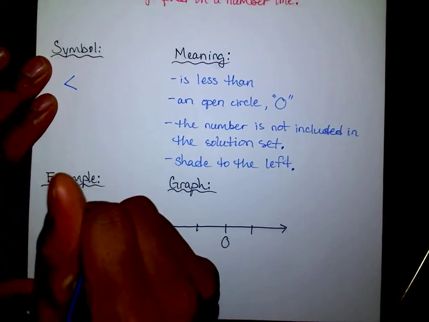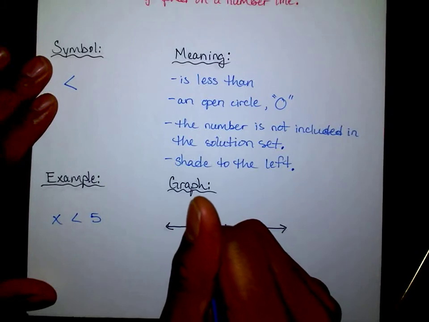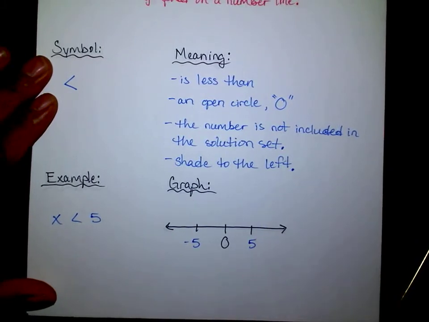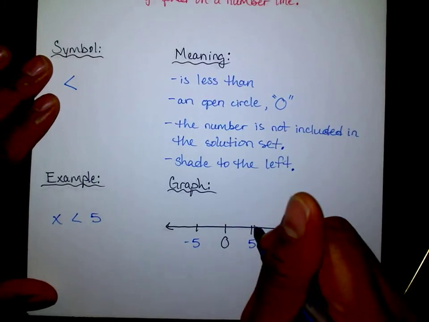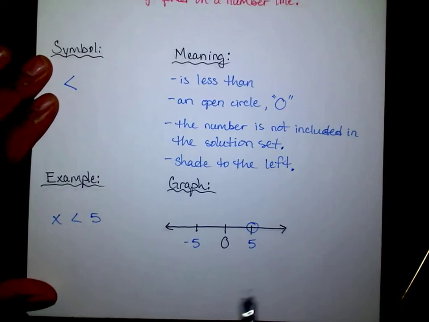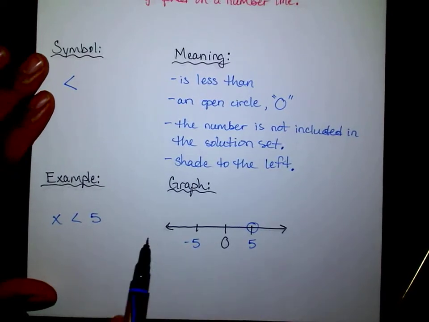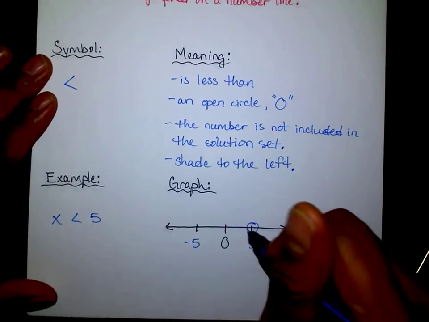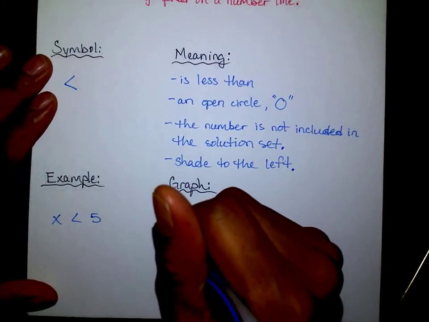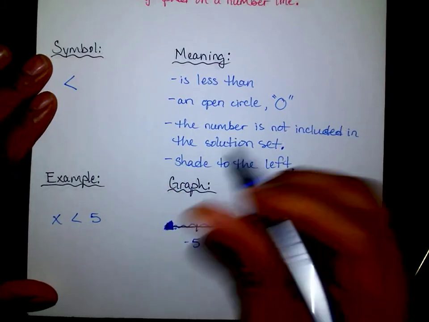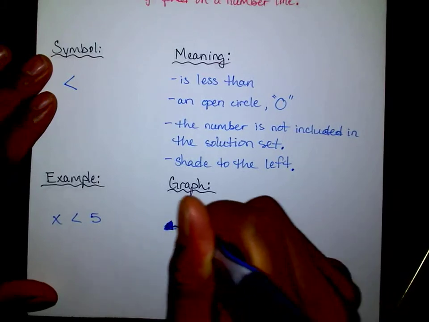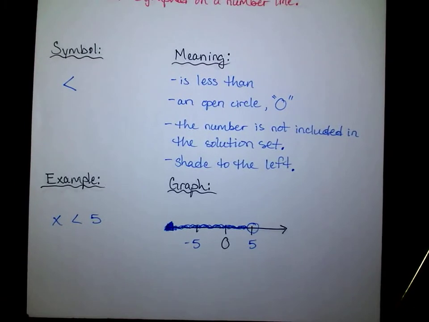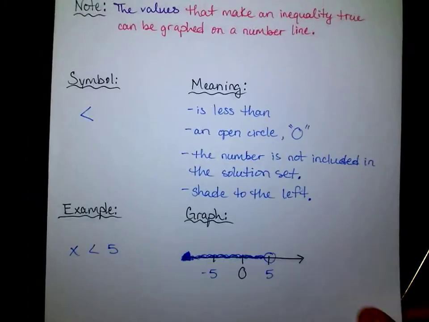X is less than 5. I'm going to put negative 5 here, 5 over here. Now, open circle. It's not included in the solution set, and I shade to the left. I shade to the left because this is less than, and I know that numbers less than 5 are on this side of 5, on the left side of 5. So, shade. There's me shading. So, there's the graph of x is less than 5. And now, let's take a look at another one.